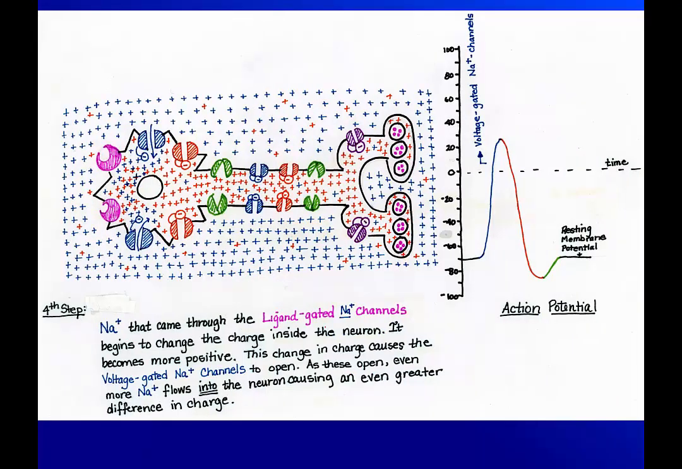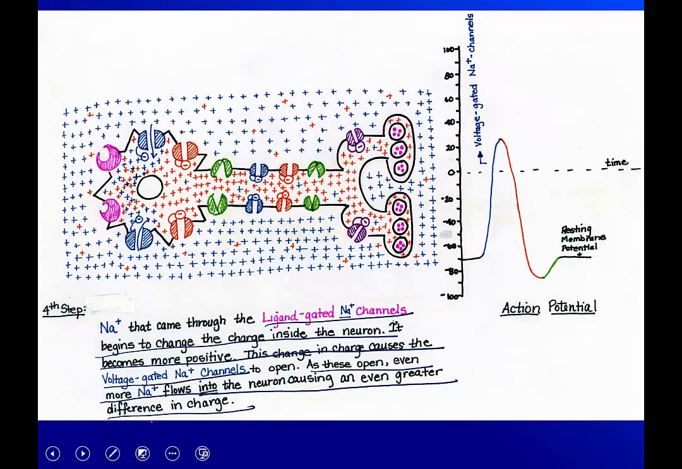Sodium that came through the ligand-gated channels begins to change the charge inside the neuron. It becomes more positive. This change in charge causes voltage-gated sodium channels to open. As these open, even more sodium flows into the neuron, causing an even greater difference in charge. Now, if we're looking at this with a probe and we're measuring what's inside the cell versus what's outside the cell, you're going to see the inside become more positive. Just like this graph is showing over here on the right, it's becoming more positive. And what caused this? The voltage-gated channels started opening. Which ones? The voltage-gated sodium channels. This is depolarization.